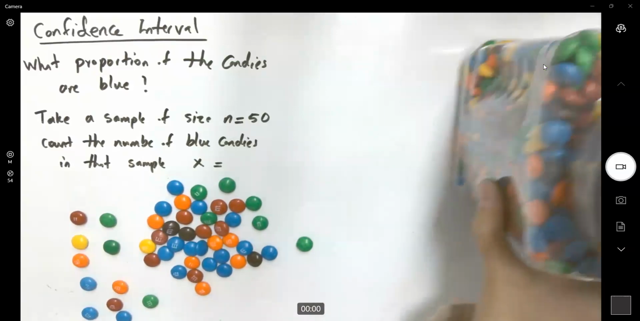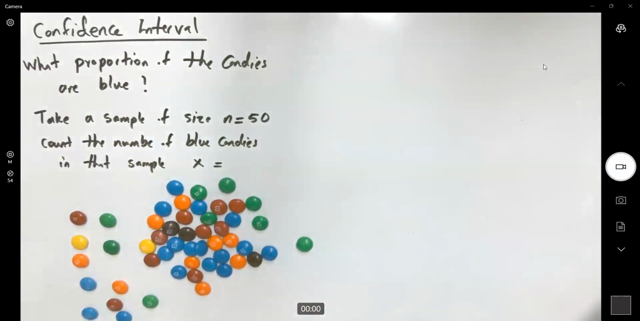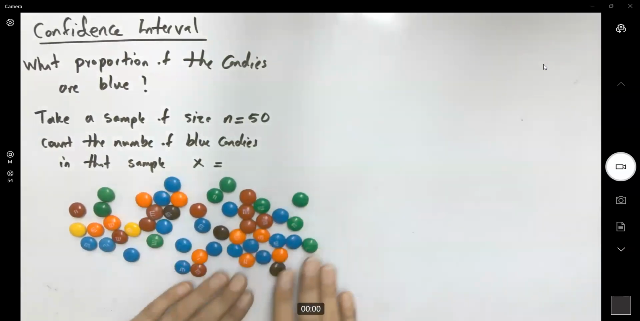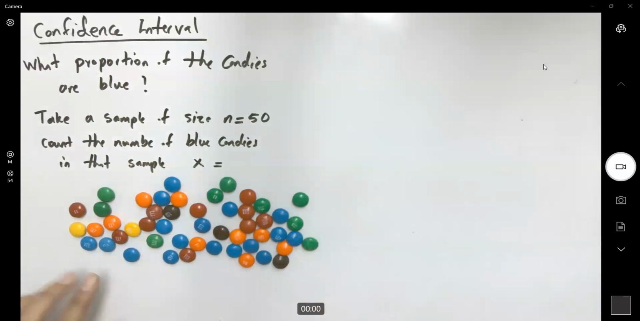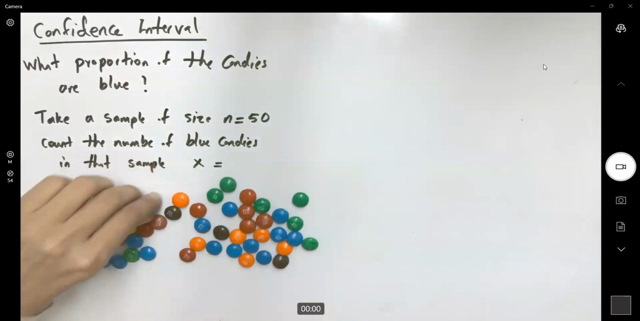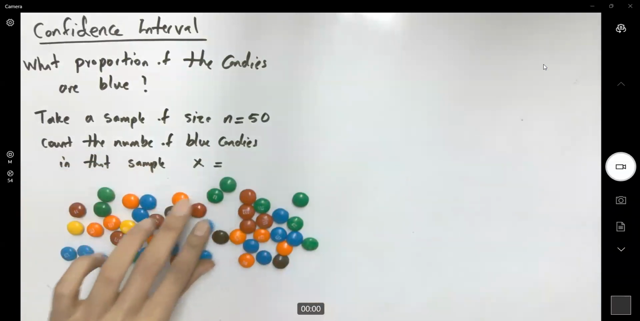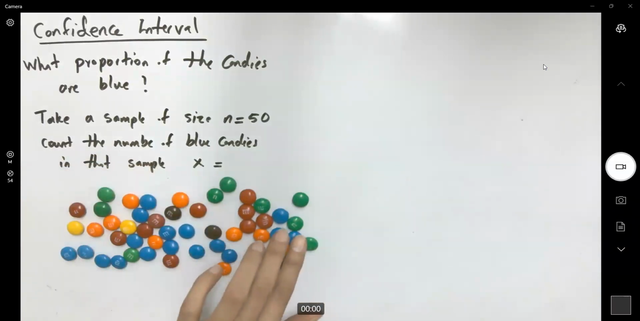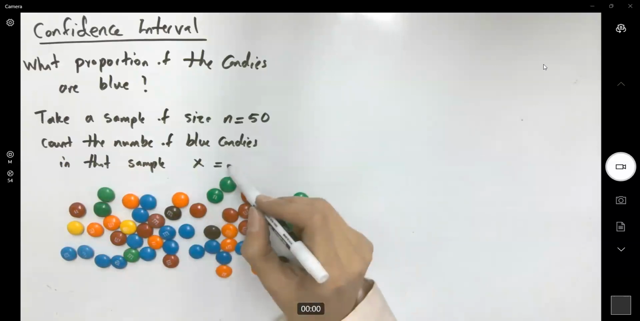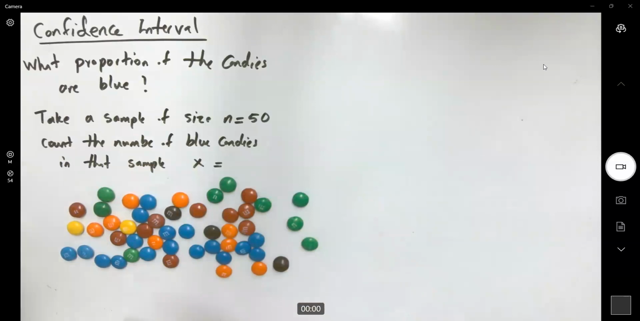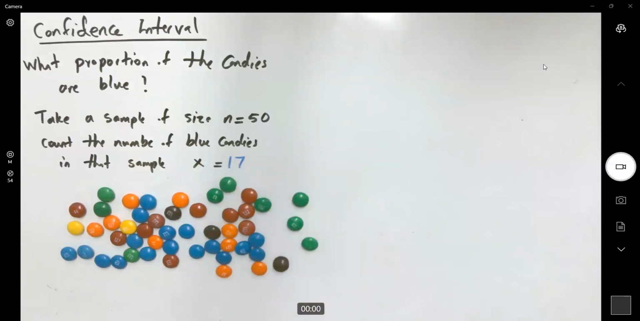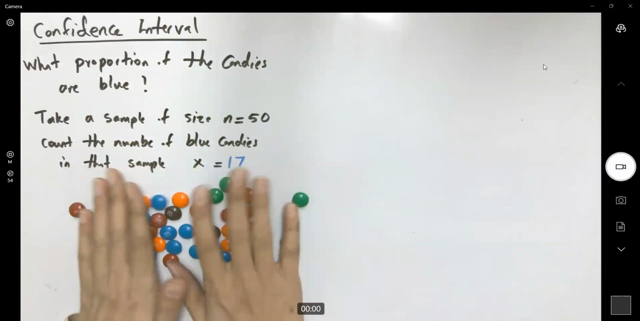So let me put this guy away. How many blue candies do I have here? 2, 4, 6, 8, 10, 12, 14, 16, and 17. I have 17 blue candies in this sample. Okay, very well. So let me just put these away.